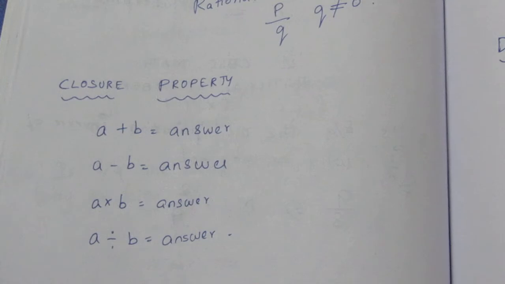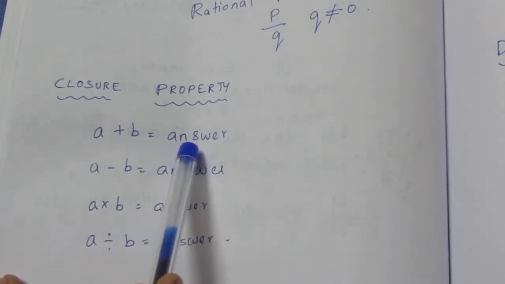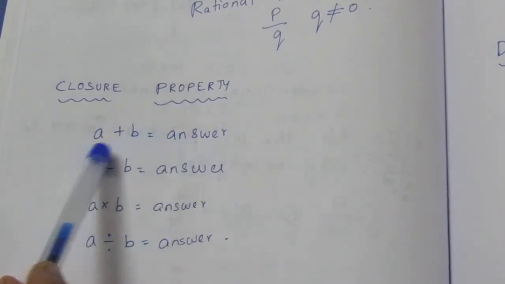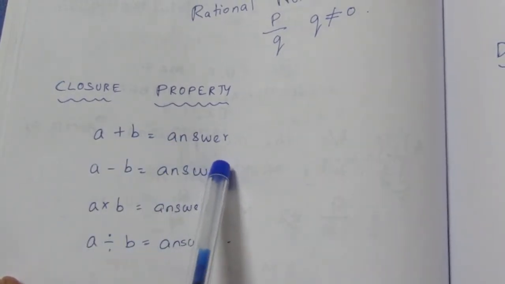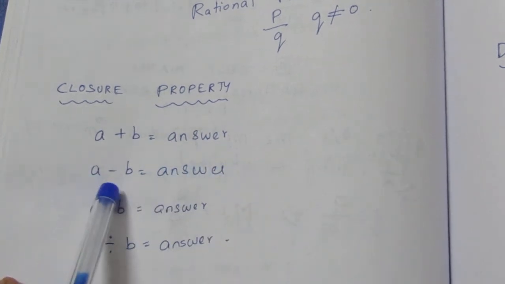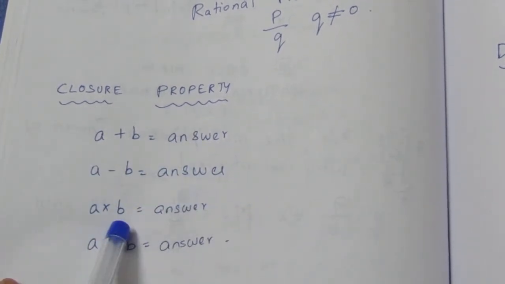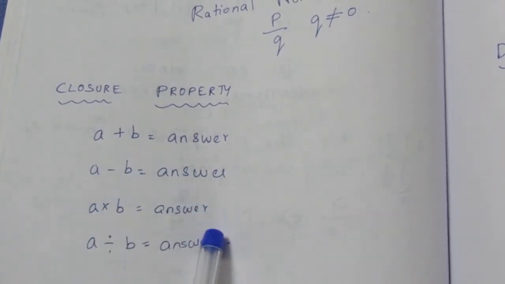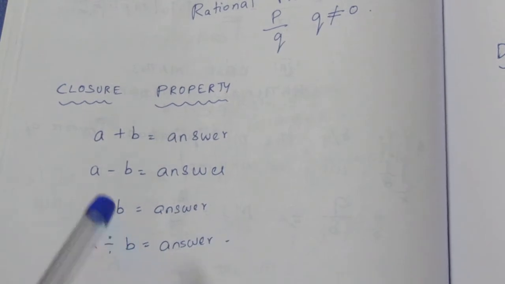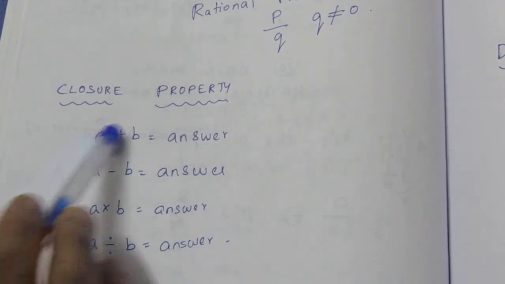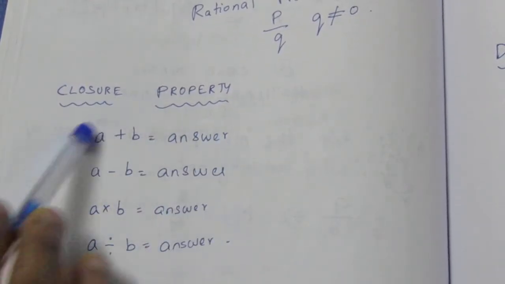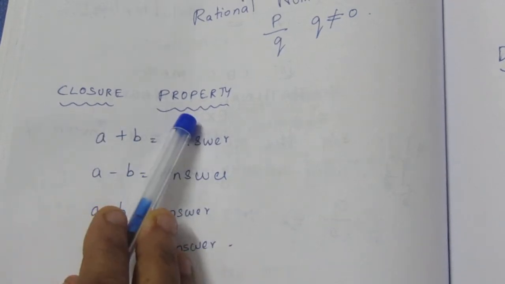That means if I add two numbers, I'll get one answer. For rational numbers, adding two numbers, you will get one answer. In the same way, if I subtract two numbers, we will get one answer. If I multiply two numbers, 3 into 2, I'll get one answer. In the same way, if I divide, I'll get one answer. So if the answer is coming, then it's a closure property.